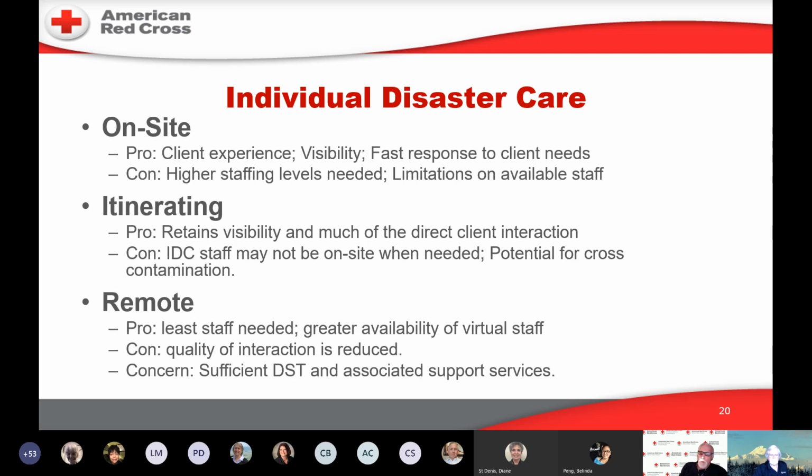And then, of course, there's remote, and we are often in the position of doing remote services. I've seen services that are on-site during the day but off-site after hours. So there could be hybrids as well.